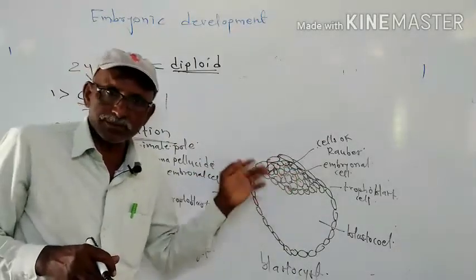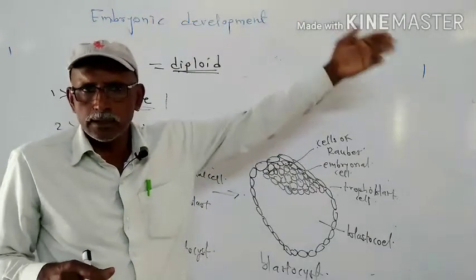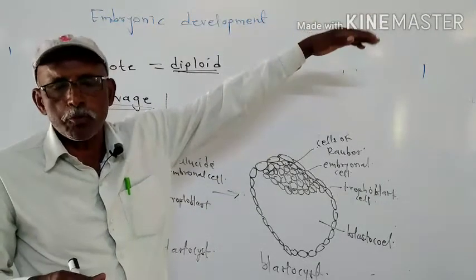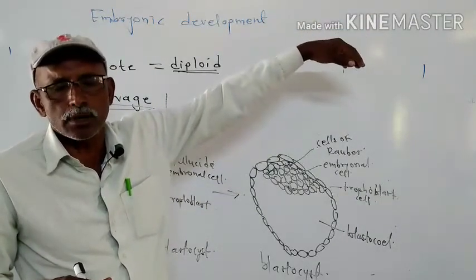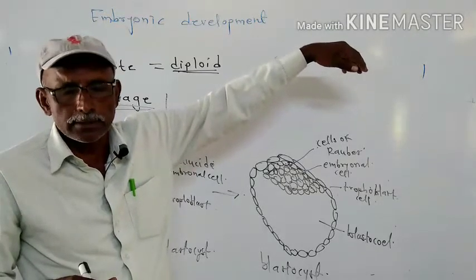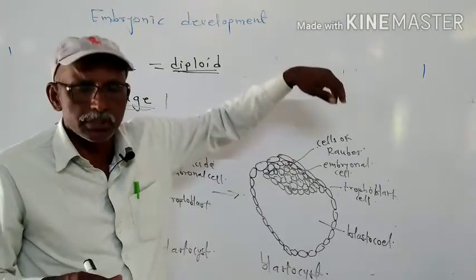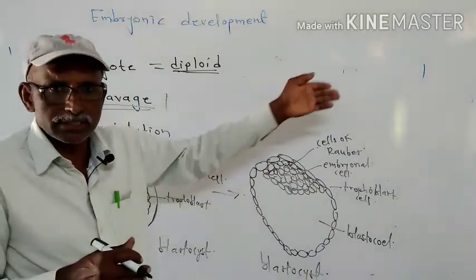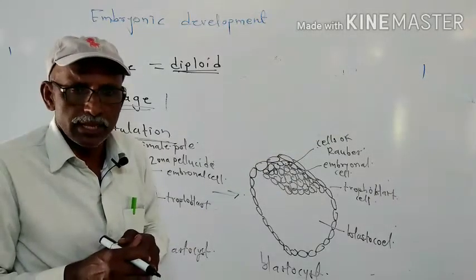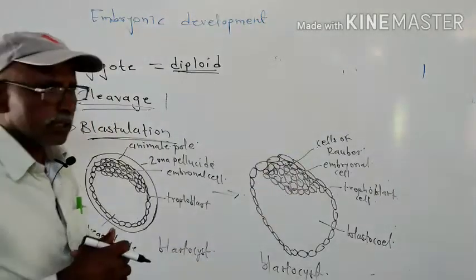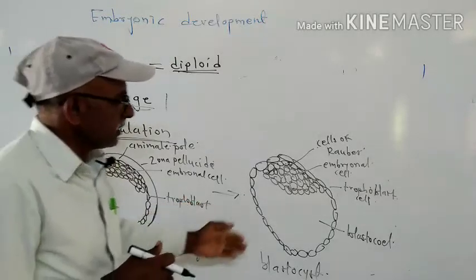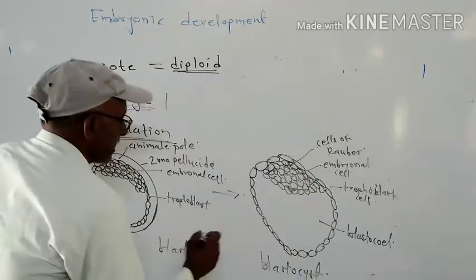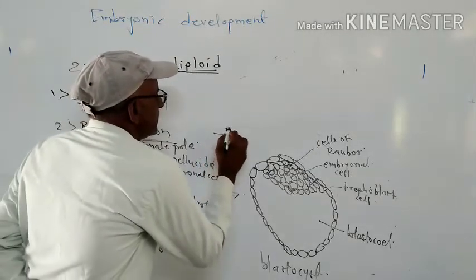The mass of cells gets transferred to one end. That end is called the embryonal end, and it gets attached to the trophoblast cells. That point of the trophoblast cells at which the embryonal cells get attached is called cells of Rauber. And opposite to the embryonal end, that end is called what? Abembryonal end. So such is the blastulation stage, and it is completed up to 7 days after fertilization.